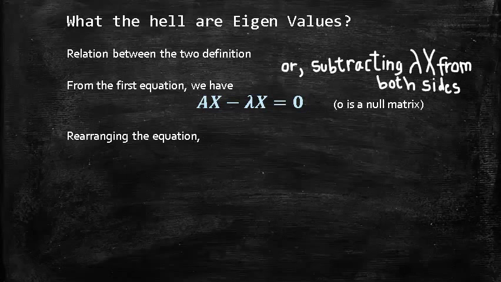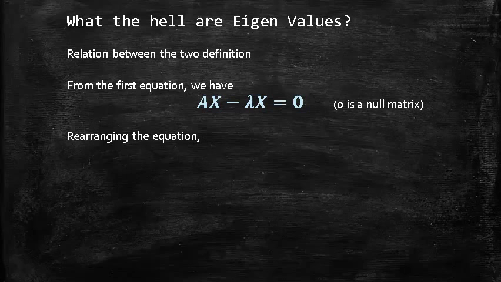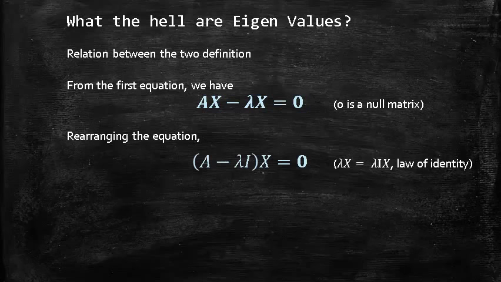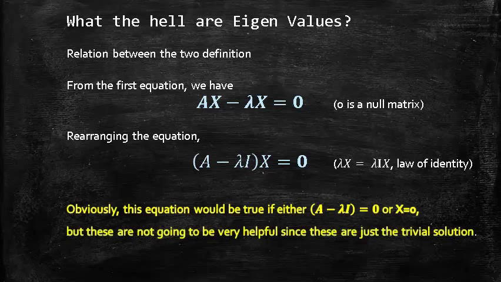So how did we derive this? We just shifted lambda x to the left. Rearranging this equation, that is taking x outside, what do we get? Factorizing this equation, we get A minus lambda I whole times x is equal to 0, because lambda x can be written as lambda times I x, the law of identity, right? Obviously this equation would be true if either A minus lambda I is 0 or x is equal to 0, but these are not going to be very helpful since these are just the trivial solution.